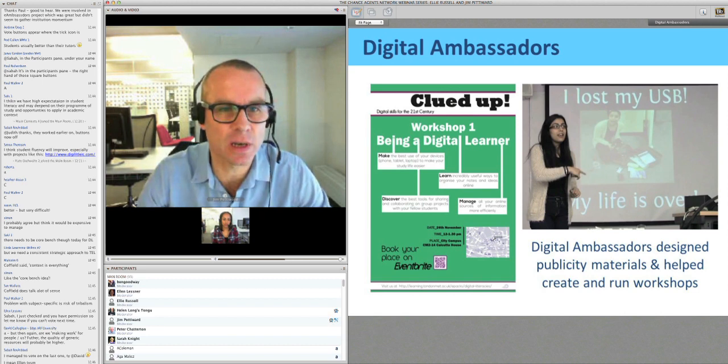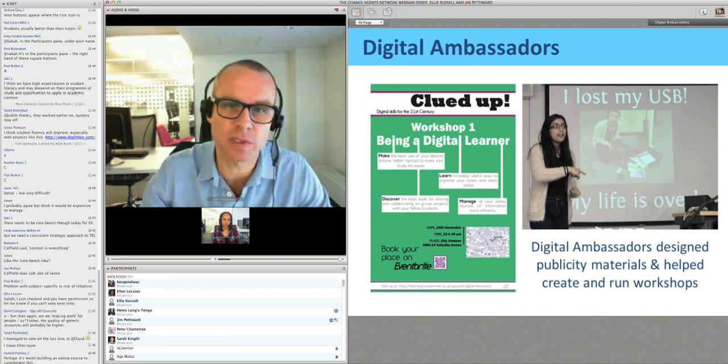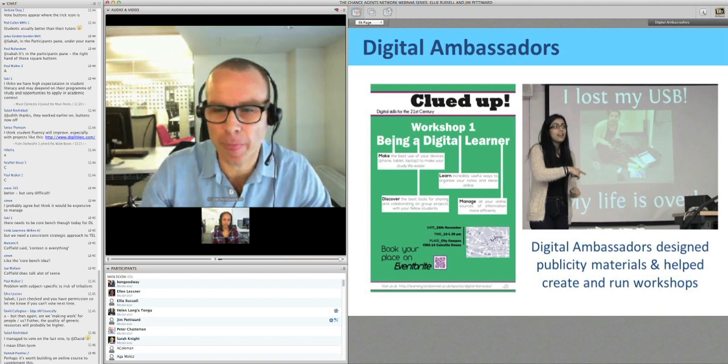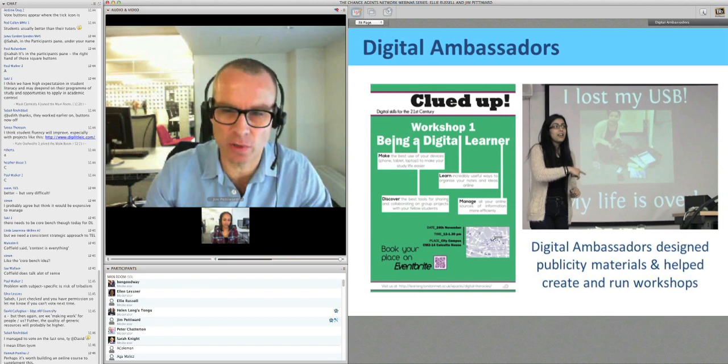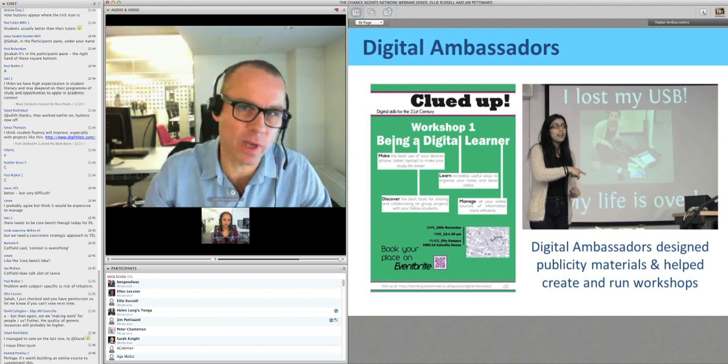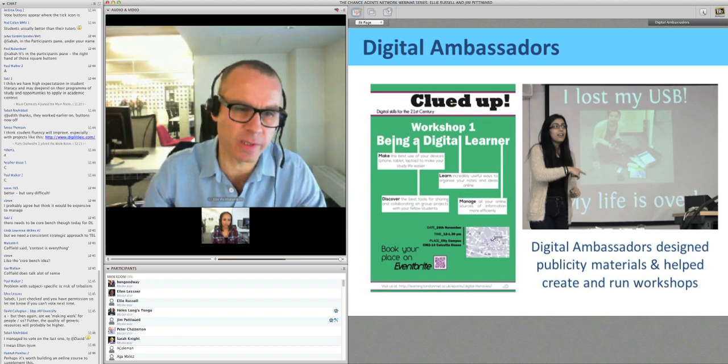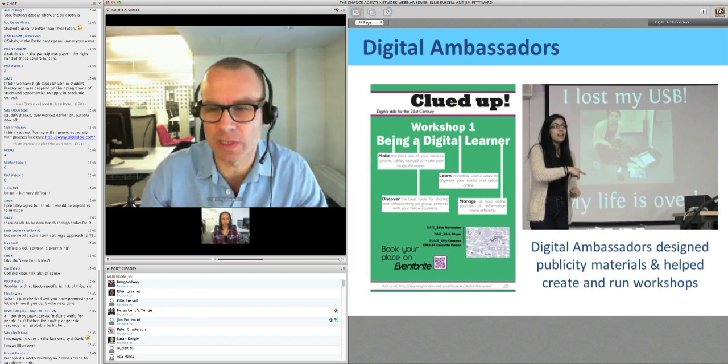And on the screen now you'll see a Clued Up workshop poster which was designed by one of our students, and also another of our ambassadors, Linda, who was talking about how she uses Dropbox in this instance. The idea was to offer the workshops across the board to anyone who wanted to come. And we used Eventbrite, and we had a lot of interest, so loads of people would sign up. But when it came to the actual workshops on the day, the numbers were much more disappointing, even single figures at times.